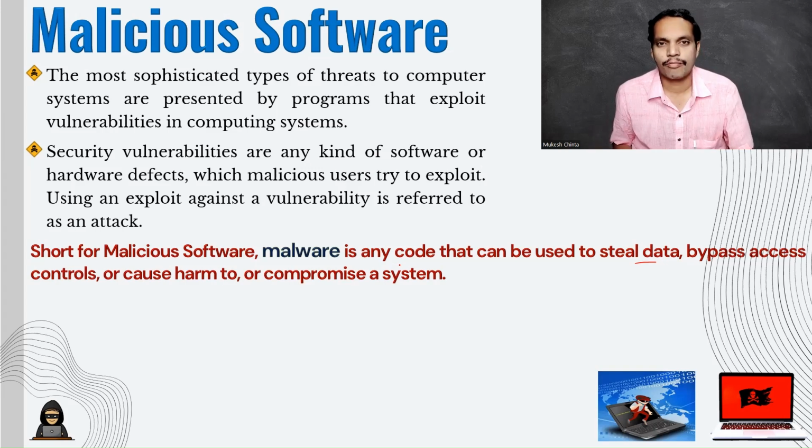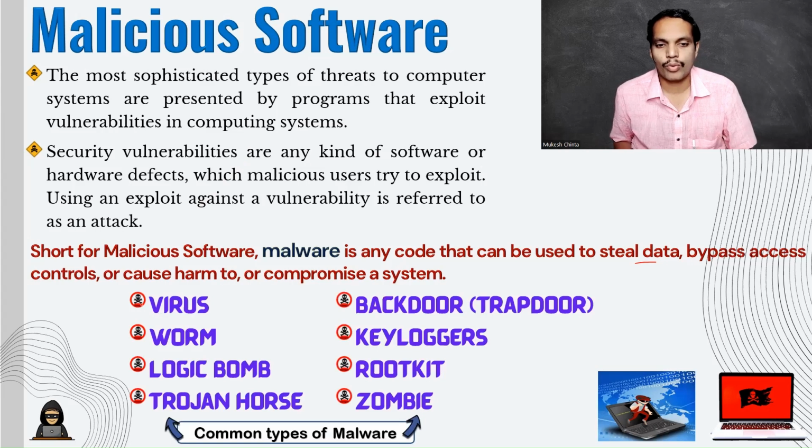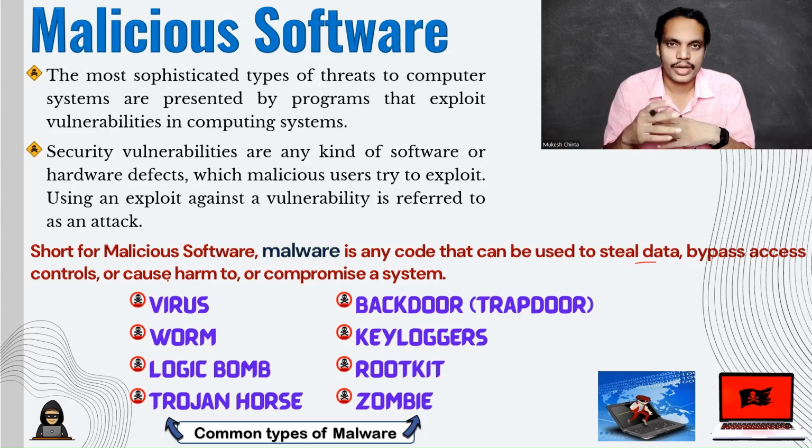There are many types of malware present, and these are the most common types. The first one is the virus, which we know very well, and the second one is the worm. The third one is the logic bomb. The fourth one is the Trojan horse. The fifth one is the backdoor or trapdoor, keyloggers, rootkit, zombie. The list does not end here. There are many additions to the list. Every day, new types of malware keep popping up in our world, and the list keeps on growing.